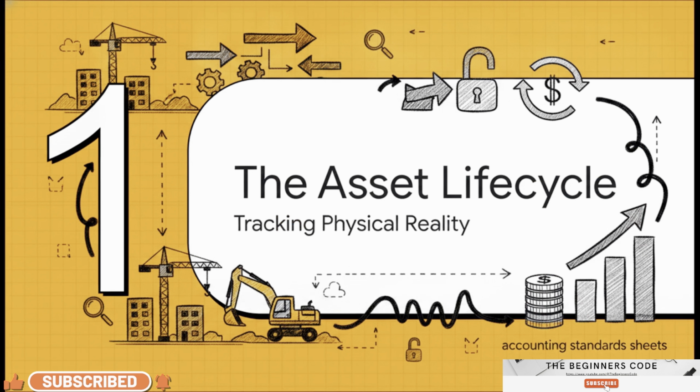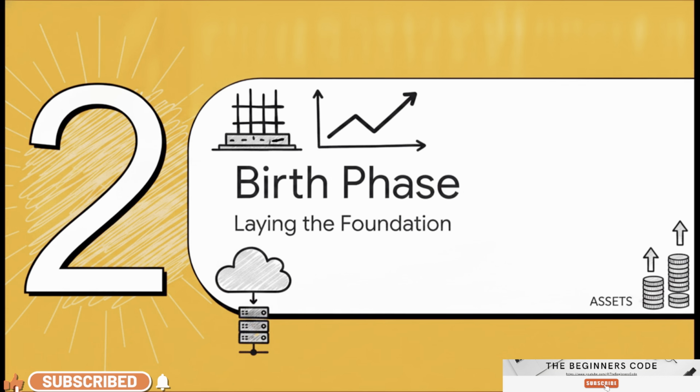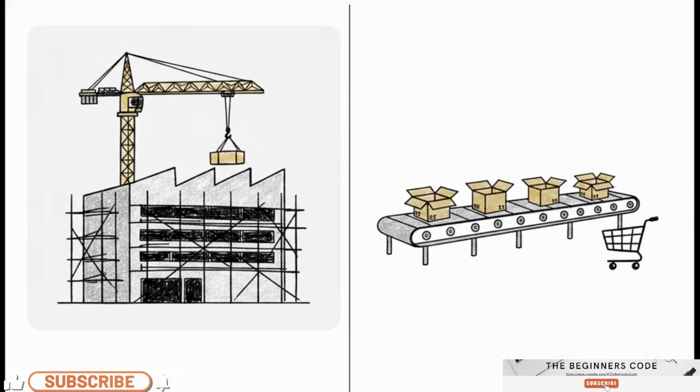All right, part one, the asset lifecycle. This is all about tracking physical reality right on the balance sheet. Moving right along to part two, birth, construction and cloud, where we are laying the foundation. Okay, so to understand this foundation, we really have to start by contrasting CIP with WIP. Our main goal here is synthesizing all these technical standards to accurately reflect an asset's physical journey.